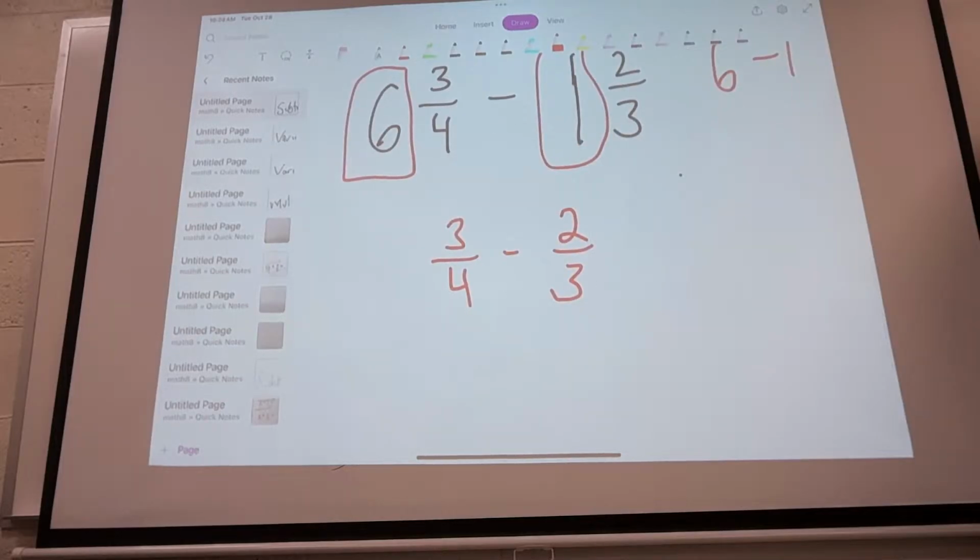What can a 3 and a 4, what do they have in common? A 3 and a 4, we'll change them to 12. Right? How do I change a 4 into a 12?